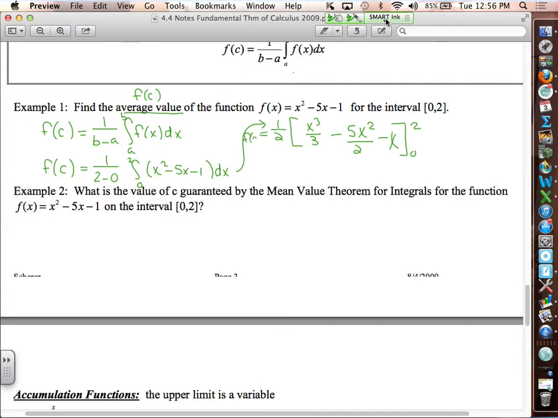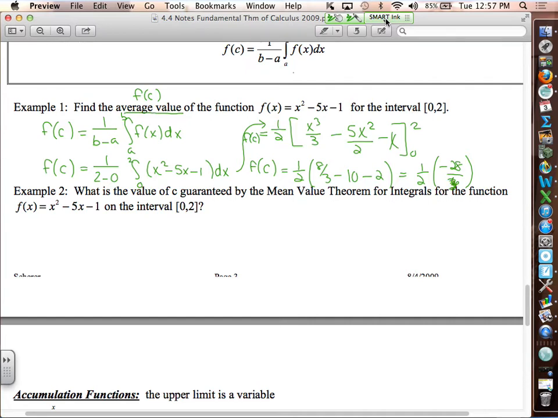I should put the other side here. This equals f of c. So if I plug in my upper bound of 2, I get 8/3. Minus, if I plug in 2, that'd be 4, 20 over 2, which would be 10. Minus 2, and if I plug in that lower bound, it gives me 0. So inside here, I have negative, let's see, 8 minus 36 is going to give me negative 28/6. I'm sorry, thirds.